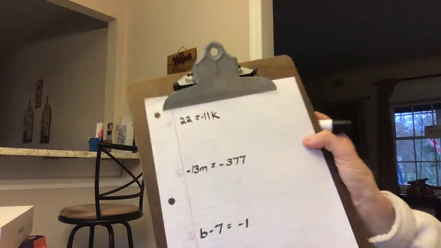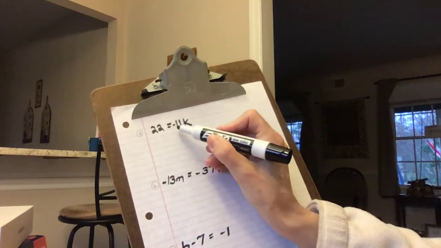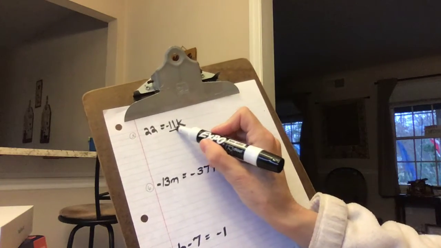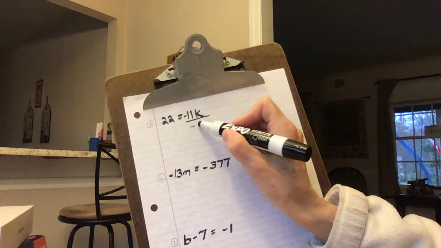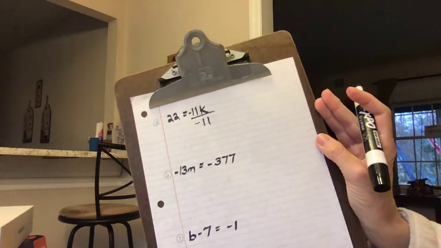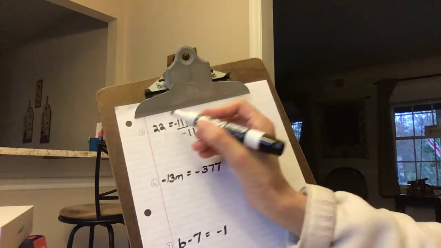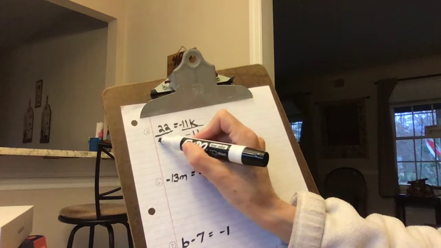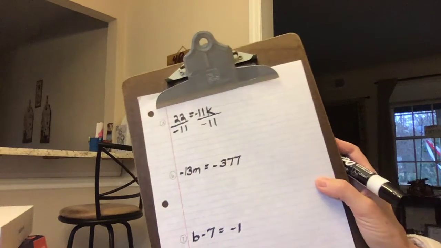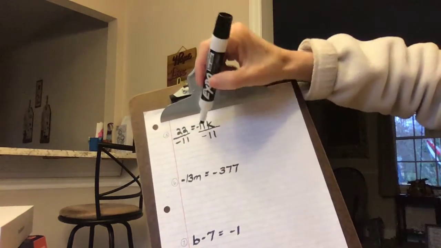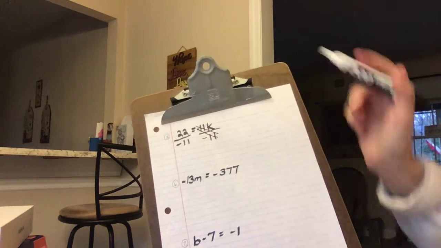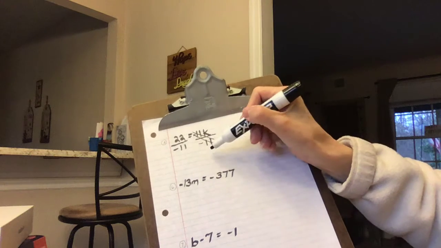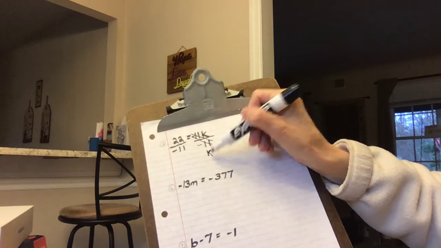All right, and the way that you do that is you draw a line under your 11k and you divide by -11 on that side, and what you do to one side you do to the other, and that will give you a -11 over there. Okay, so now your -11's cross out. Okay, so now you only have your k alone. You bring your k down just like that.